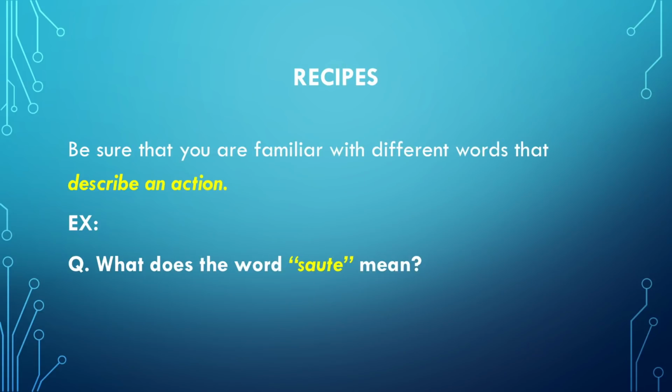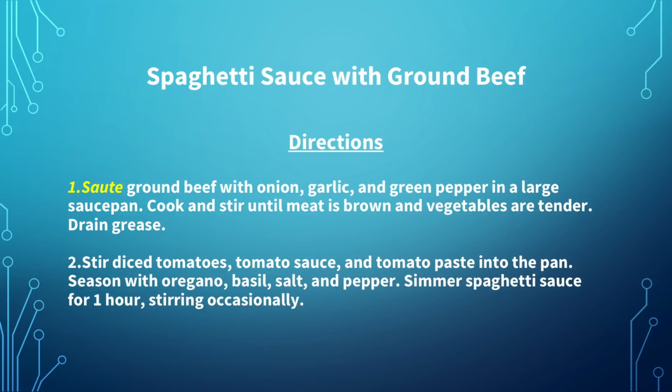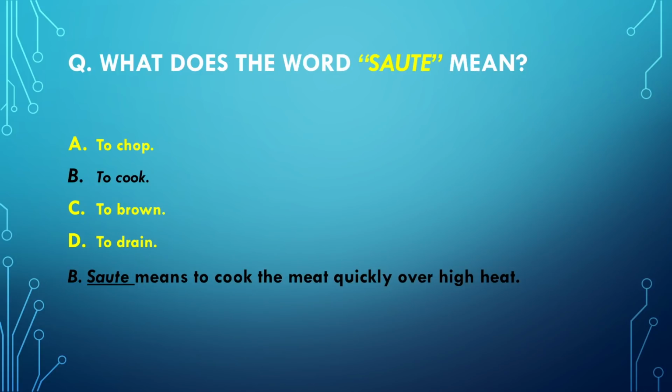Lastly, make sure you are familiar with different words that describe an action as they relate to cooking. So, for example, what does the word saute mean? So here's that recipe again for spaghetti sauce with ground beef. And if you look, the first step says saute ground beef with onion, garlic, and green pepper in a large saucepan. So there's saute. What does the word saute mean?